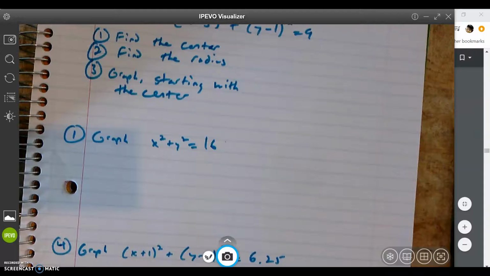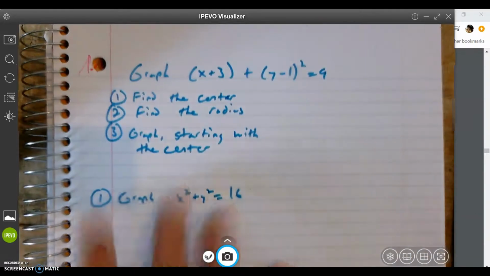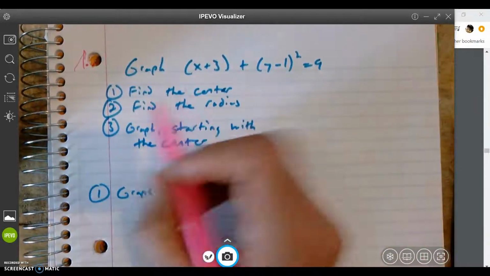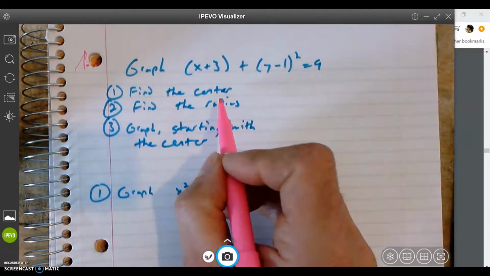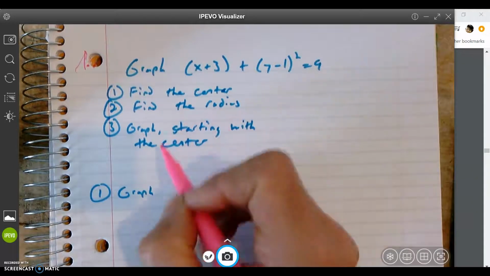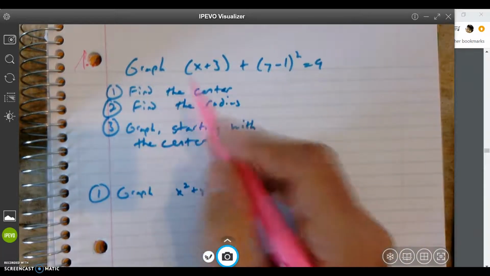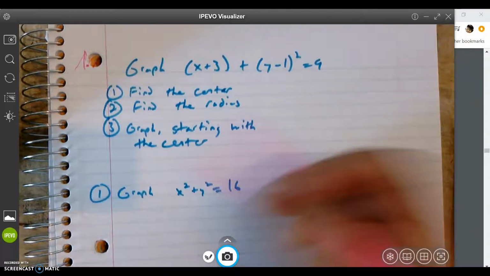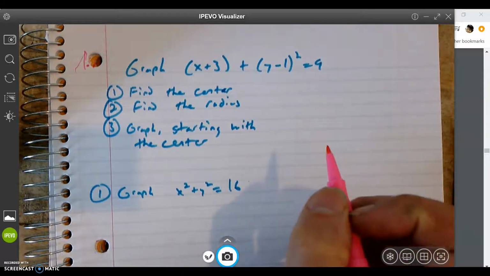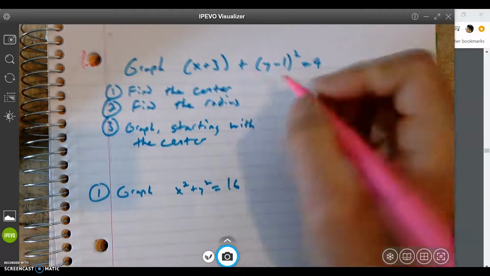So a couple steps. Here's the problem. I wrote it down. Number 1, find the center. Number 2, find the radius, and then graph starting with the center. So these are the 3 steps. So pause the video. If you're able to do these 3 steps, you can graph all of these.